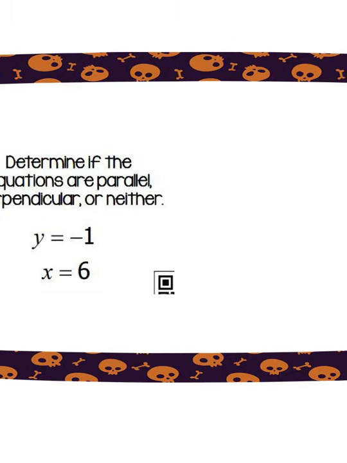Next one. Now we have equations that we're going to be looking at. So we have y equals -1 and then x equals 6. When y equals, that's a horizontal line with a slope of 0. X equals is a vertical line with a slope that is undefined. So we have that same situation where we have vertical and horizontal. So therefore, that means these two equations would create lines that are what? Perpendicular.